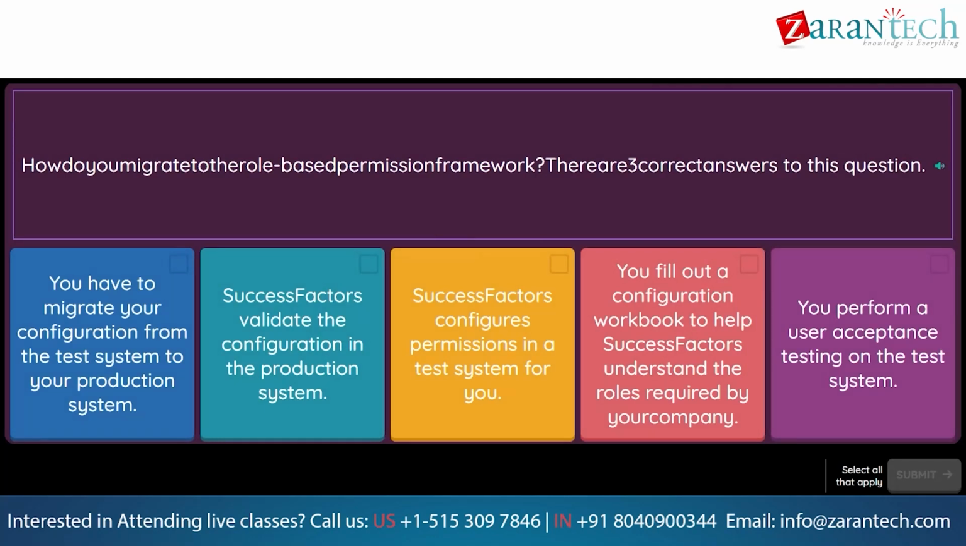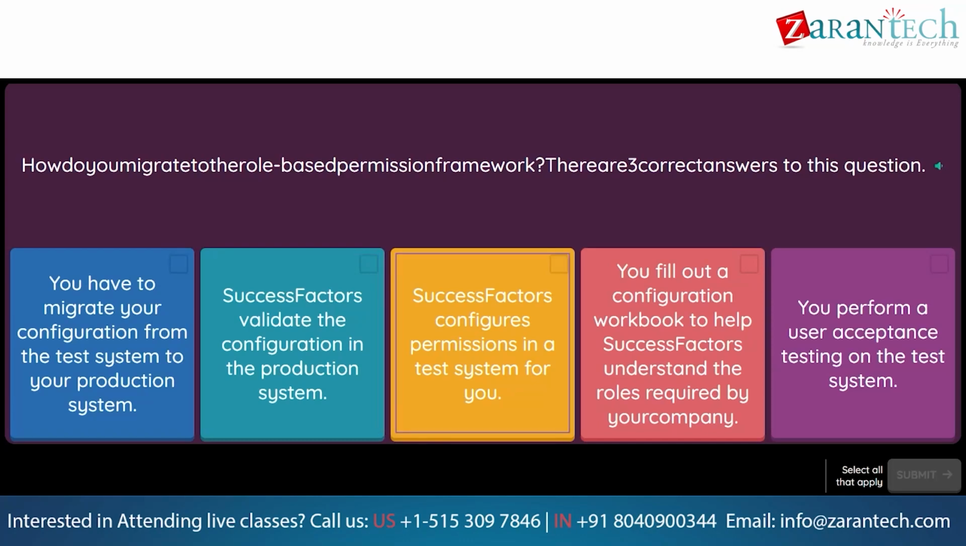Question: how do you migrate a role-based permission framework? There are 3 correct answers to this question. Option 1, you have to migrate your configuration from the test system to your production system. Option 2, SuccessFactors validates the configuration in the production system. Option 3, SuccessFactors configures permissions in a test system for you. Option 4, you fill out a configuration workbook to help SuccessFactors understand the roles required by your company. Option 5, you perform user acceptance testing on the test system.